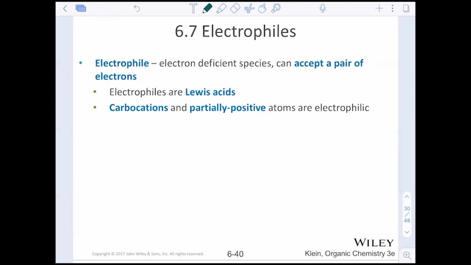The easiest one to think about is the carbocation. Remember that a carbocation has an empty p orbital, and that's what gives it the formal charge of +1. We can also see polar bonds when they again give carbon a delta plus charge. So there's our electrophile. Carbocations and partial positive atoms are electrophiles.